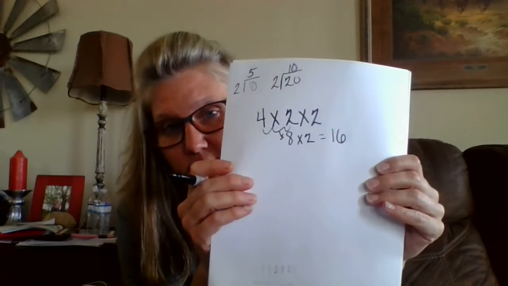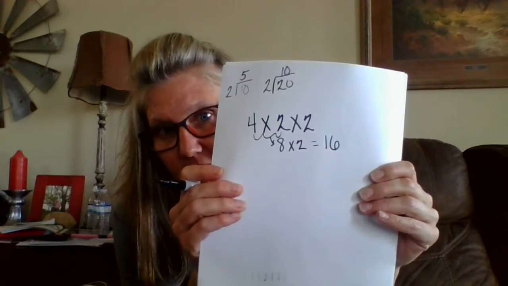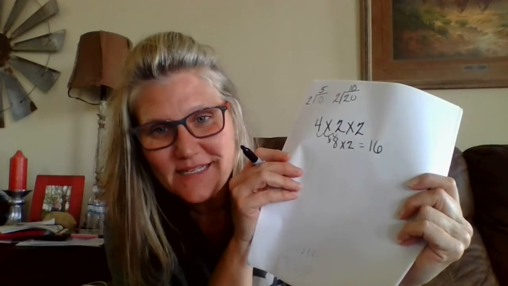2, 4, 6, 8, 10, 12, 14, 16. Looky there. 4 times 2 times 2 equals 16. That wasn't so bad, was it? Y'all can do that. Okay, enough of the challenge. All right, let's look at your measures.